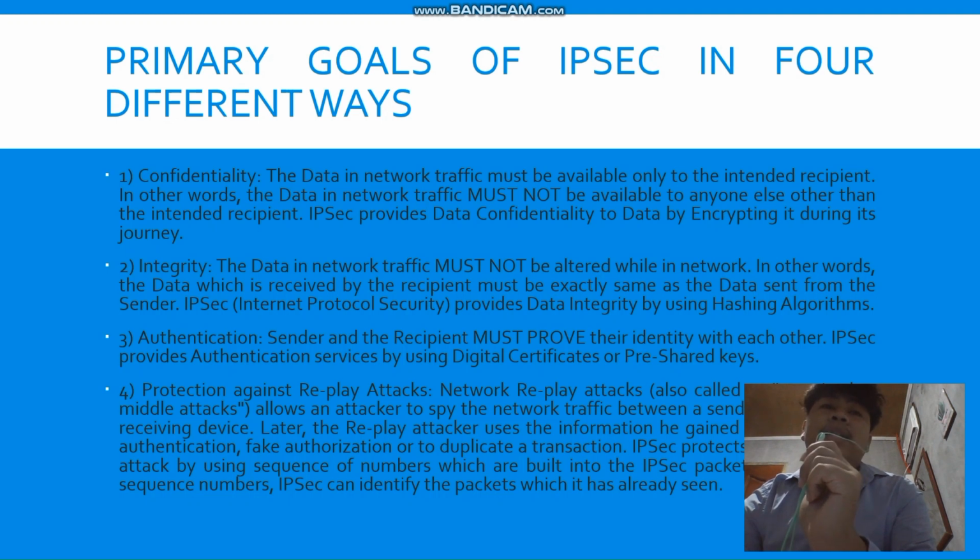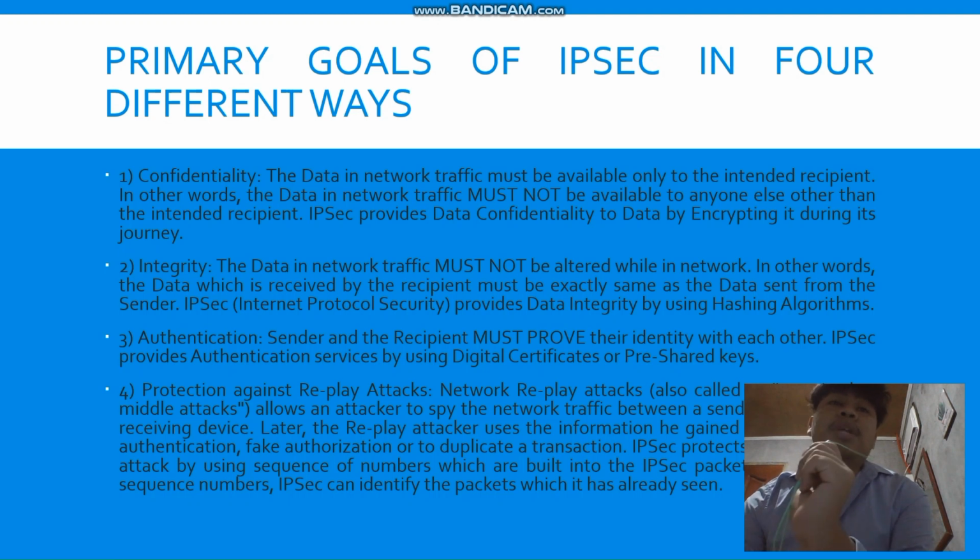2. Integrity. The data in network traffic must not be altered while in the network. In other words, the data which is received by the recipient must be exactly the same as the data sent from the sender. IPsec provides data integrity by using hashing algorithms. 3. Authentication. Sender and the recipient must prove their identity to each other. IPsec provides authentication services by using digital certificates or pre-shared keys.